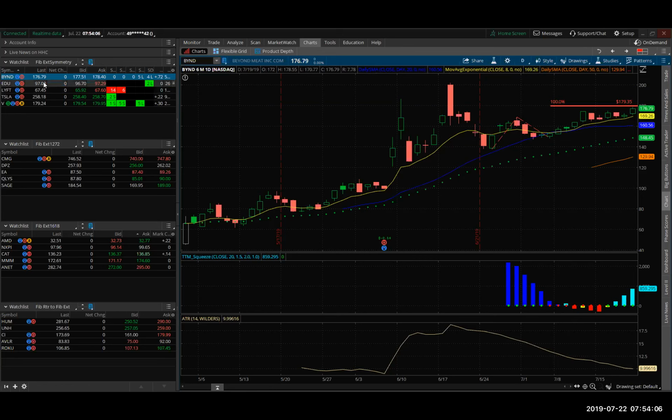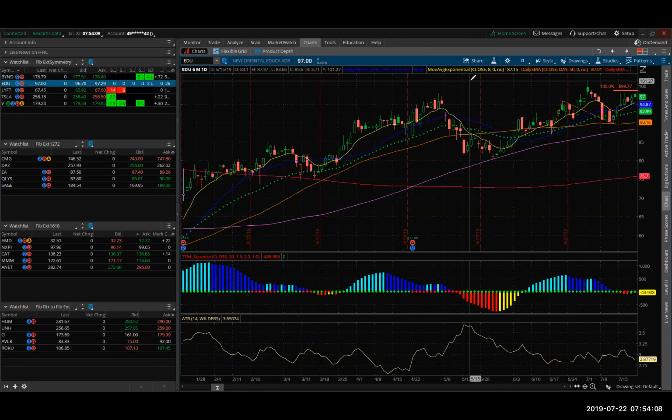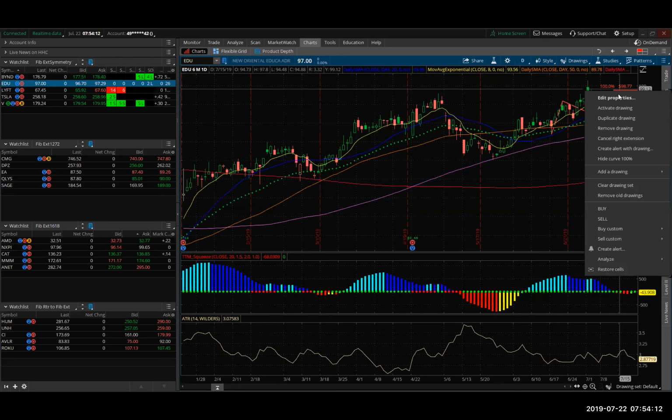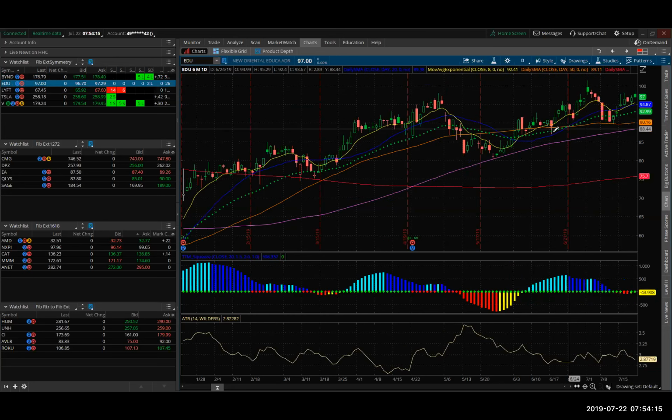Let's take a look at another one, EDU. EDU, we measured, again, I'll take it out so you can see what I did. I'm going to remove it. So I just took a previous low to a high, right before it turned around, right? And now I want to measure it off of a more recent low.